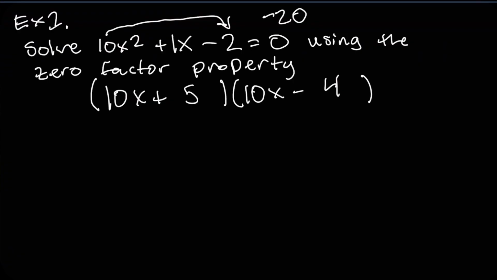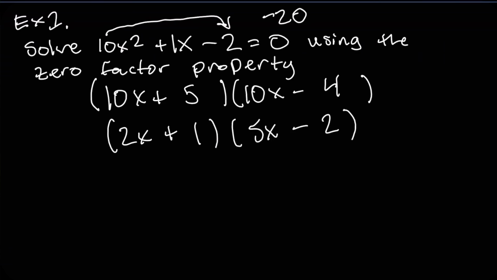Alright, and then if we further reduce this, we can take out a 5 from here, so that will give us 2x plus 1. And then if we look at this other side, these will also divide by, looks like a 2, so that'll be a 5x minus a 2. So now what do we do? We know that these are equal to 0. If we use our zero factor property, we know that 2x plus 1 is going to be equal to 0. And we also know that 5x minus 2 is equal to 0.